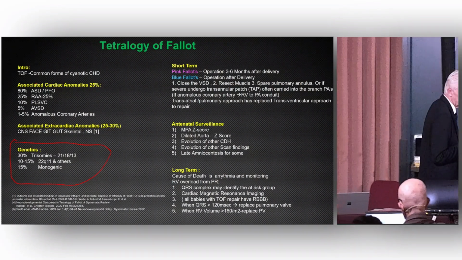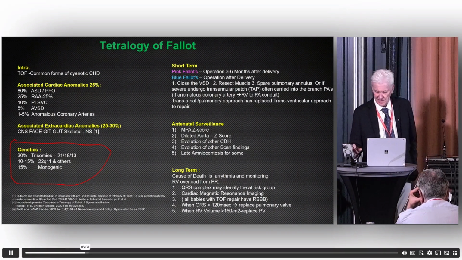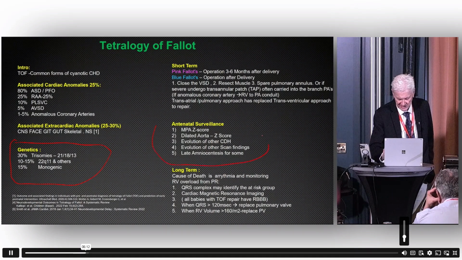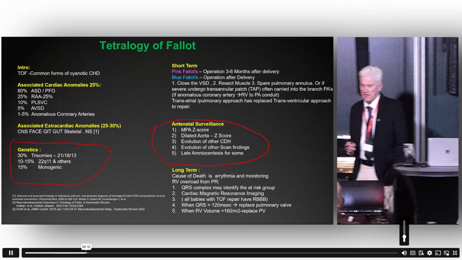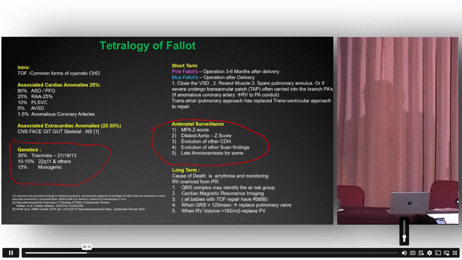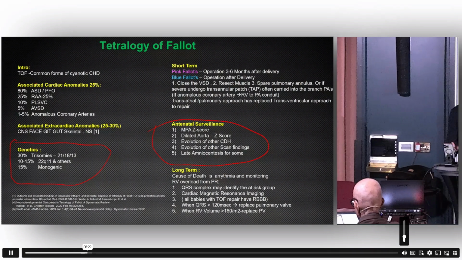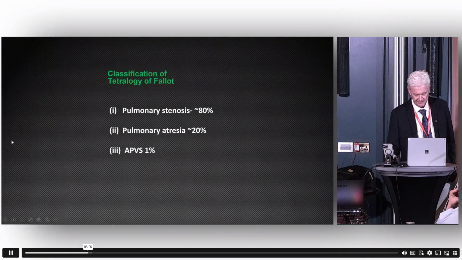So it's one of those conditions that I see optimistically, seeing good-sized PAs in those. In terms of the antenatal surveillance, I will come back to that, but there's no one formula as to how we manage it. The key thing is that we need to know the size of the pulmonary artery and monitor it during pregnancy, and Z-scoring is how we do that.